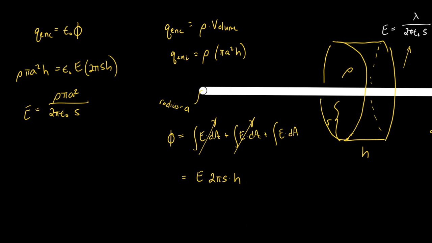The only difference between having a thick cylinder and having a line is that the line has linear charge density. That would be charge per meter, right? Coulombs per meter.